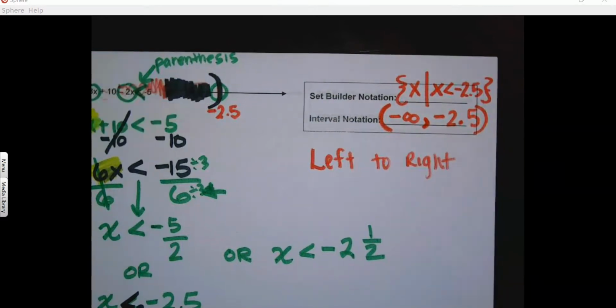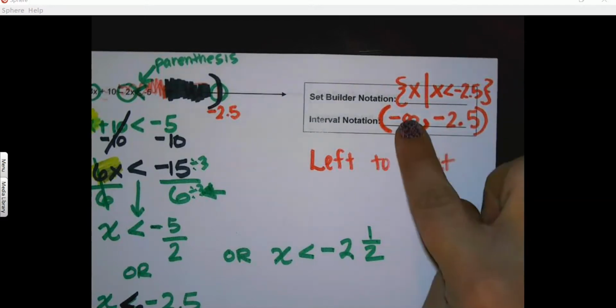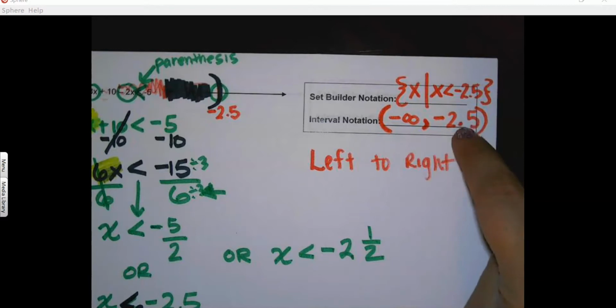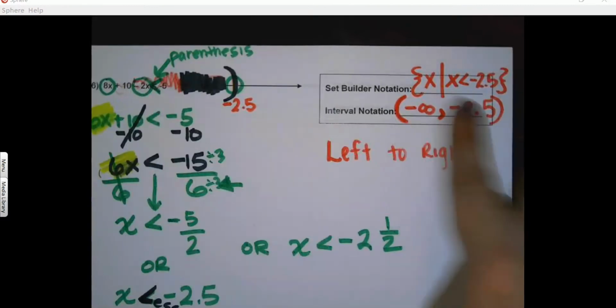And so again, that is called interval notation. It means all the numbers to the left of negative 2.5 could be numbers that we plug in for x. That's what this is saying.